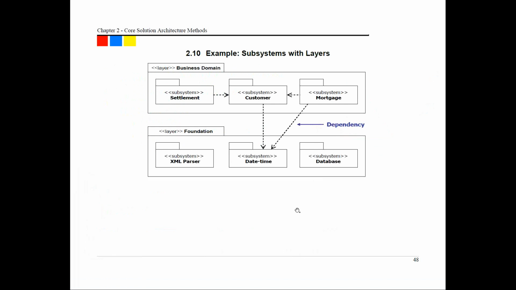So here's a case where I have a business domain layer and a foundation layer. I have a business domain layer that is working with settlements and customers and mortgages. And then my class library has date, time, XML parser, and database. And the idea is that we may be able to replace layers. Certainly we have limited connectivity between layers.